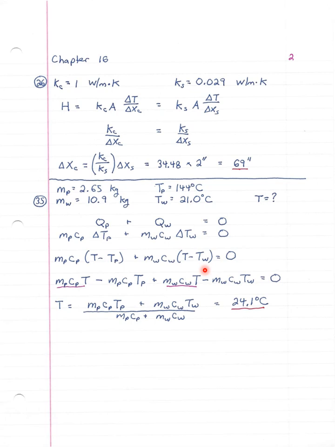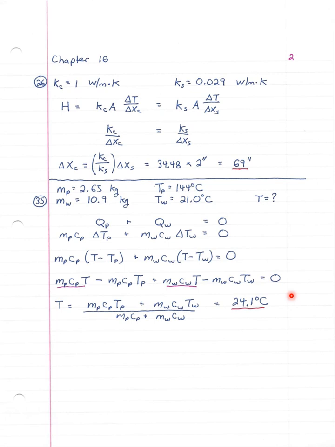Once I've done that, now I can distribute the MC terms, and I want to find just the T's. So we have M_P C_P T, and I've underlined it because that's one of my T terms, minus M_P C_P T_P, plus M_W C_W T, and I've underlined that, minus M_W C_W T_W equals 0. The underlined terms, I'm going to keep them to the left. The non-underlined terms, add them over to the right.